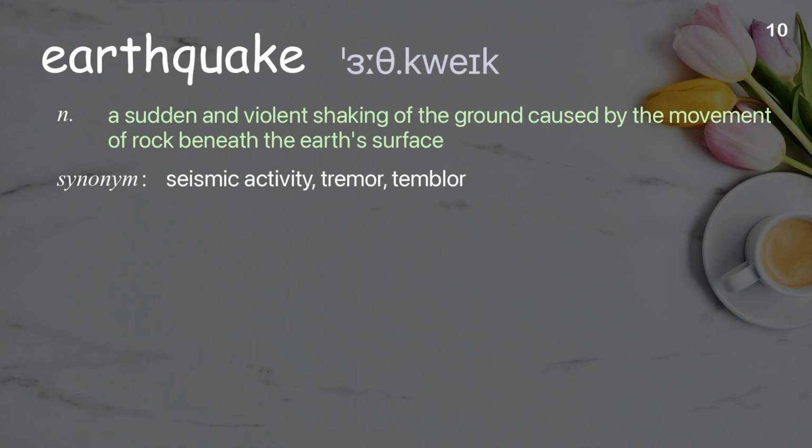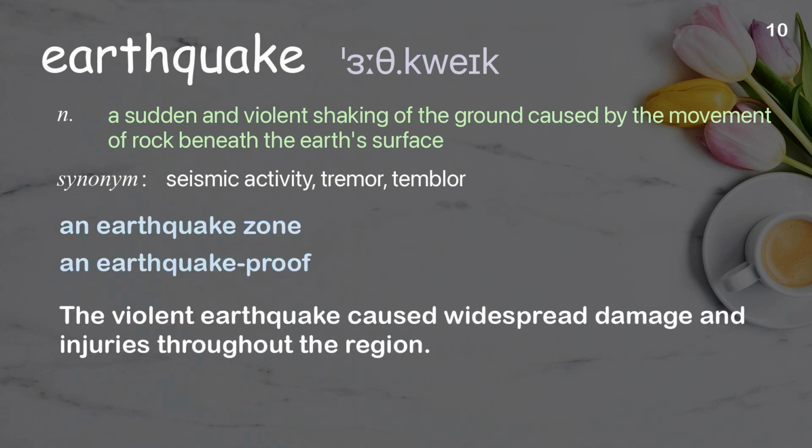Earthquake. A sudden and violent shaking of the ground caused by the movement of rock beneath the Earth's surface. Examples: An earthquake zone. Earthquake proof. The violent earthquake caused widespread damage and injuries throughout the region.